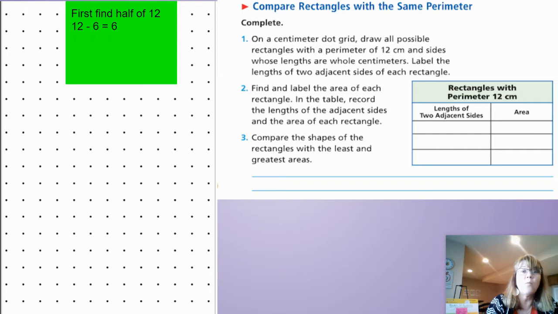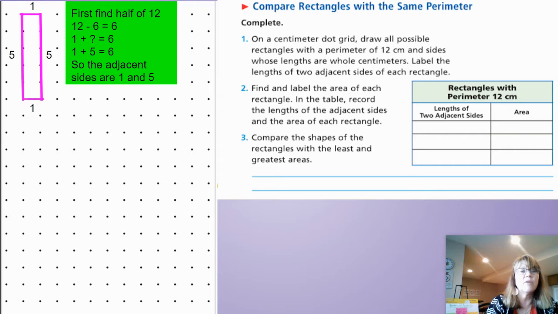Well, half of 12 is 6, okay? And then I can take 1 away from that. So 1 plus what equals 6? Well, 1 plus 5 equals 6. So that is going to be what our adjacent sides are. I'm going to now draw a 1 on each of my areas and a 5 on each of the other areas. So my 5s are parallel and my 1s are parallel, but the 1s and the 5s are adjacent to each other. So let's make sure that adds up to 12. Well, 5 plus 1 is 6, plus 5 more is 11, plus 1 more is 12. So we have 12 centimeters as my perimeter going all the way around this.